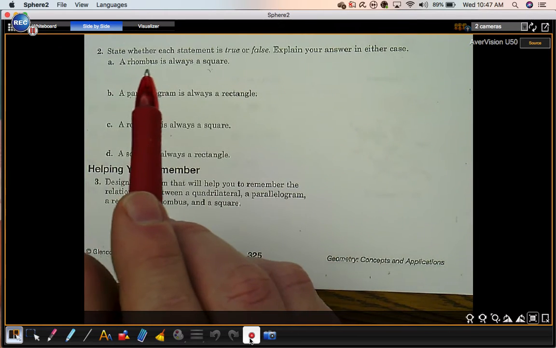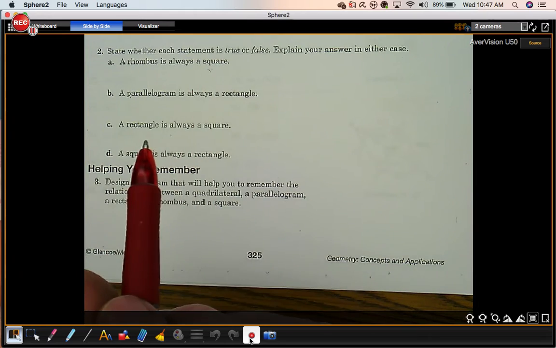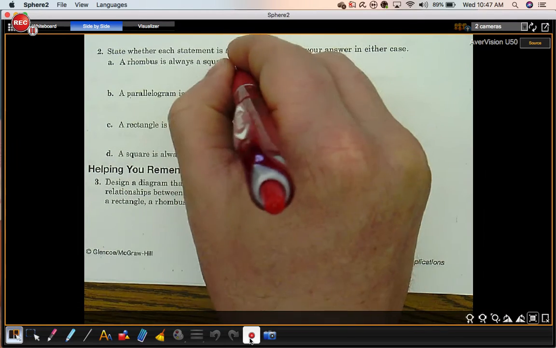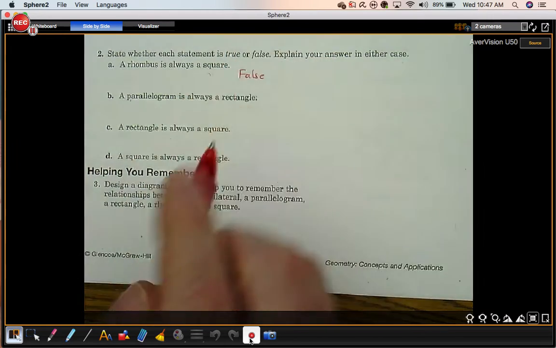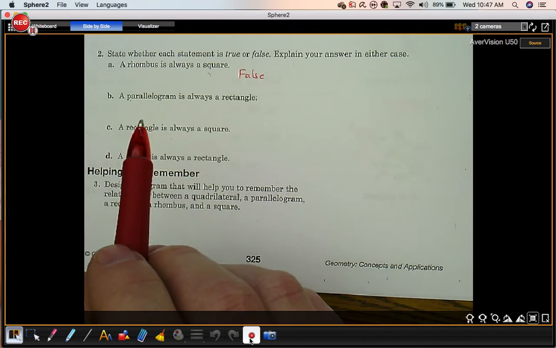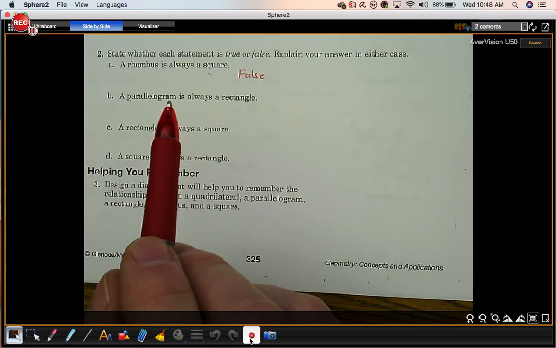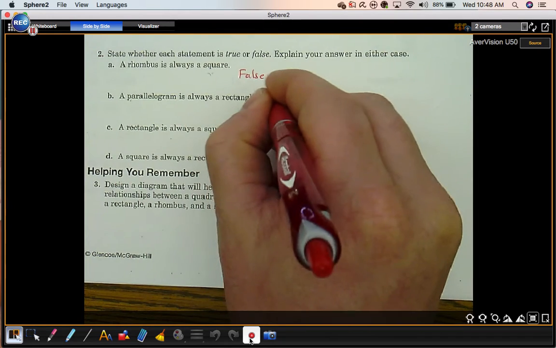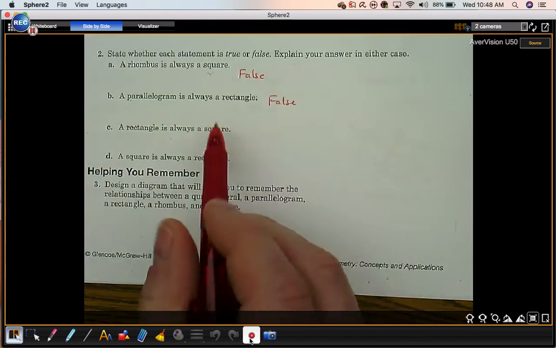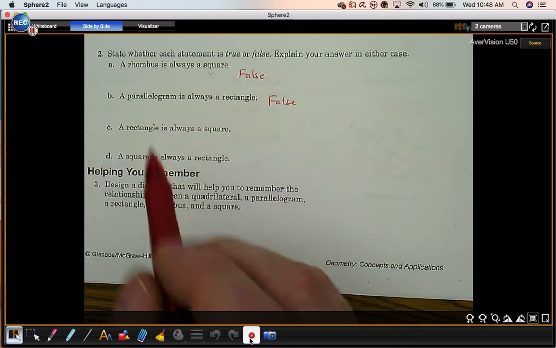Part A says a rhombus is always a square. That's false. A square is always a rhombus. Part B, a parallelogram is always a rectangle. That's false. A rectangle is always a parallelogram.